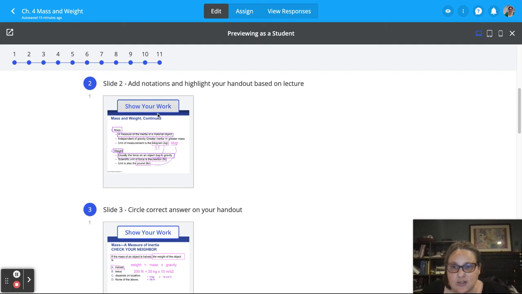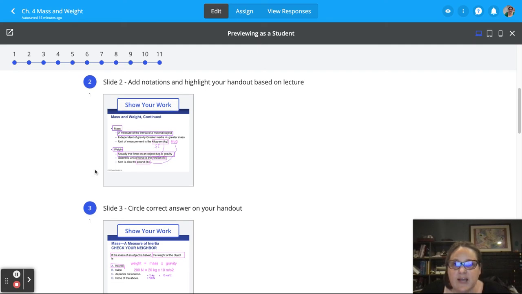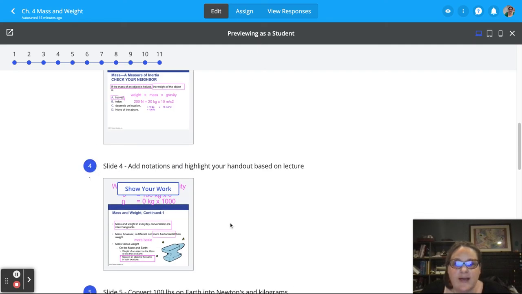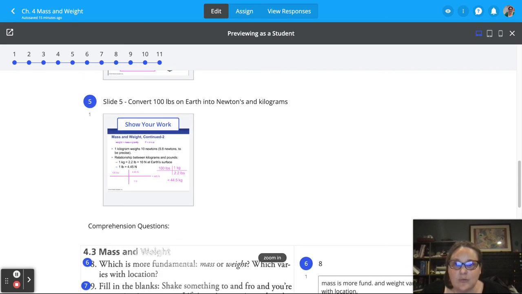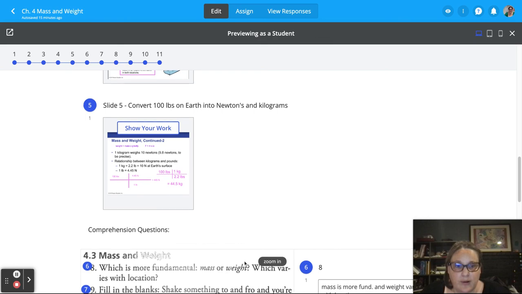So you don't have to go through where it says show your work. You don't have to do that. I just want you to put all of that onto your paper handout. You will be answering questions 6 through 11 on the Go Formative.